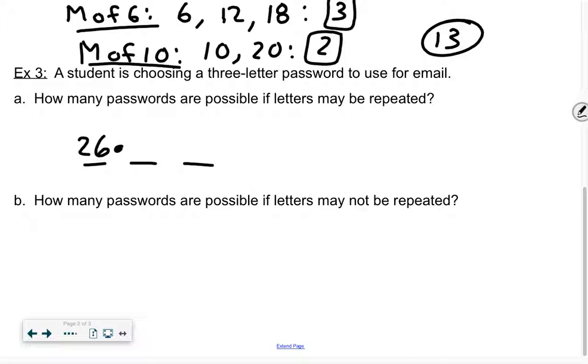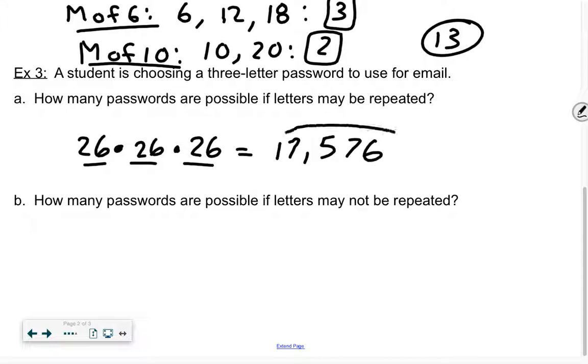Now, if the letters can repeat, we know that when it comes to digit number 2, we again have 26 options. And once again, 26 options for the third digit. And it is your multiplication principle. So 26 times 26 times 26 is 17,576.